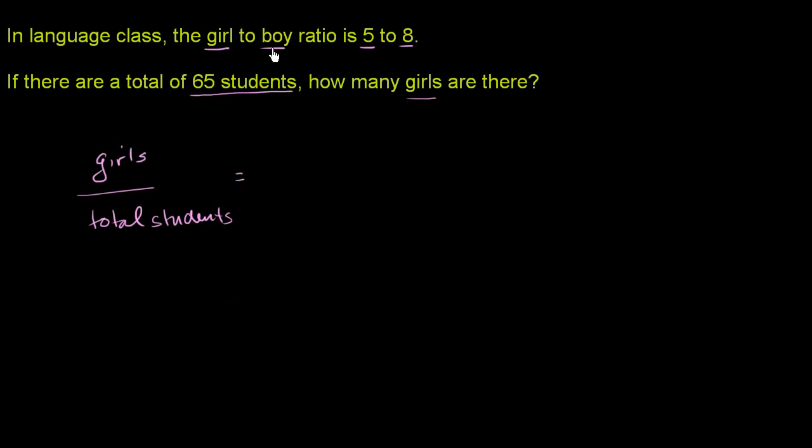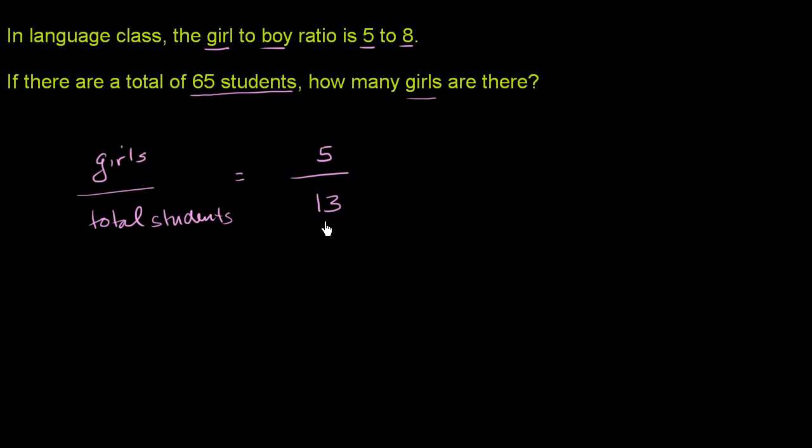Well, the girl to boy ratio gives us a good clue. If there's 5 girls for every 8 boys, how many total students are there going to be for every 5 girls? Well, for every 5 girls, you're going to have 5 girls and 8 boys. You're going to have 13 total students. So I just added the 5 and the 8 right over here. The ratio of girls to total students is 5 to 13.